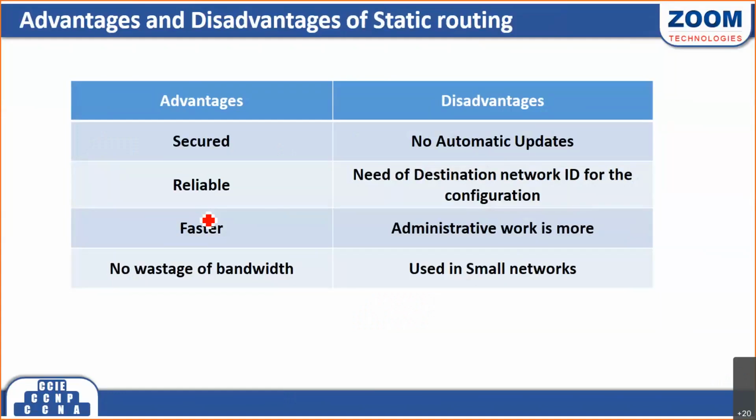Second is advantages and disadvantages of static routing. Advantages: static routes are secured, reliable, faster, no waste of bandwidth because of no automatic updates. So you get faster communication, secured, reliable, no dropping. The packets are not dropping. Reliable traffic, no waste of bandwidth. But the disadvantages: no automatic updates, and need of destination network ID. That's why admin work is more and it is used for small networks.